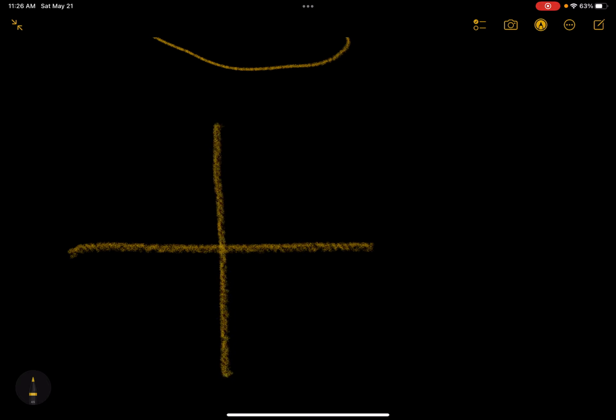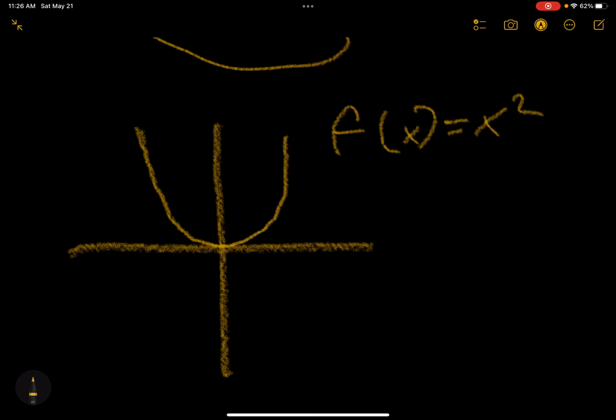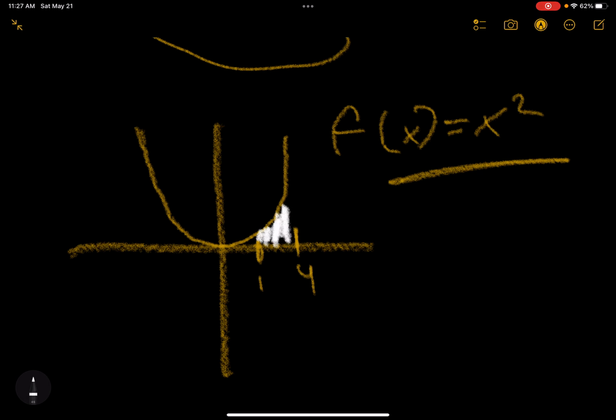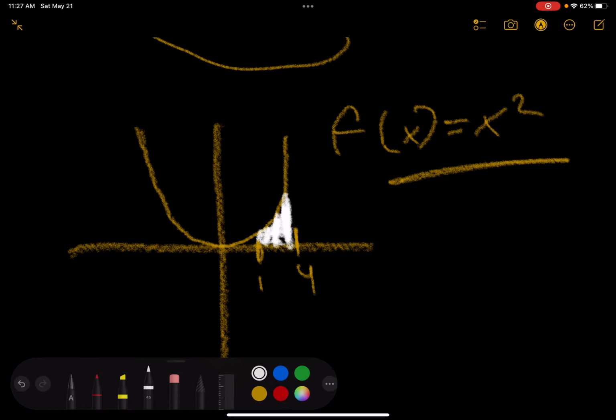So let's say we have a graph. Just like so. Now this function right here is x squared. Now let's say these two points, 1 and right here, 4. In this function, we want to find the area of this whole section right here. Let's say we want to find that area, and we don't have a formula for this. Here's where calculus comes in.